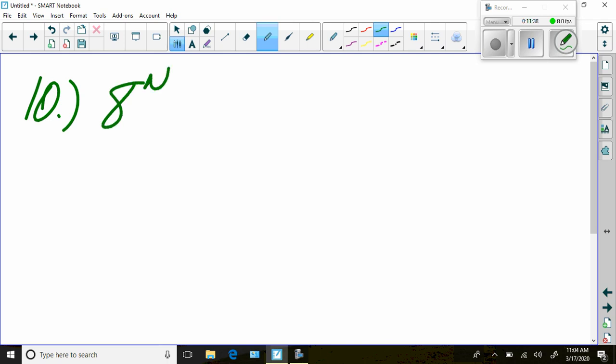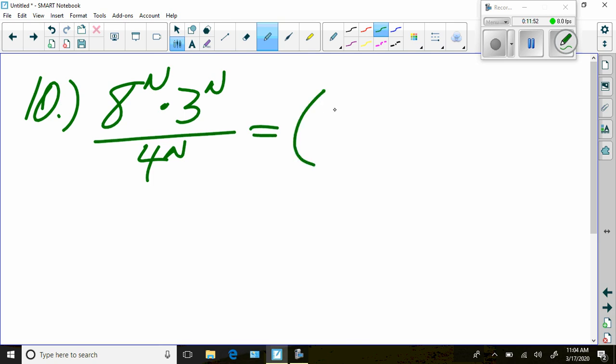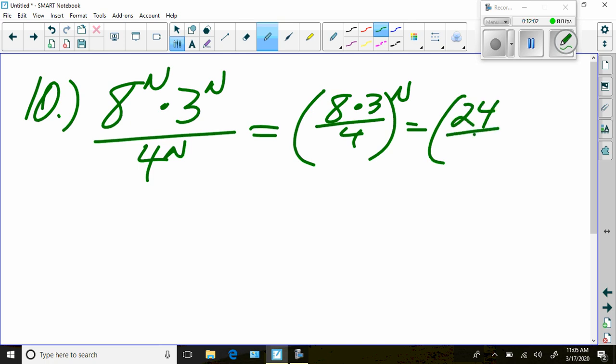Number 10. 8 to the n times 3 to the n over 4 to the n. Do they all have something in common? Yeah, they do. It's to the n power. So it's really just like 8 times 3 divided by 4, to the n. I just moved it to the outside. So that's really like 24 over 4 to the n. And guess what? That's 6 to the n. Voila and voici.